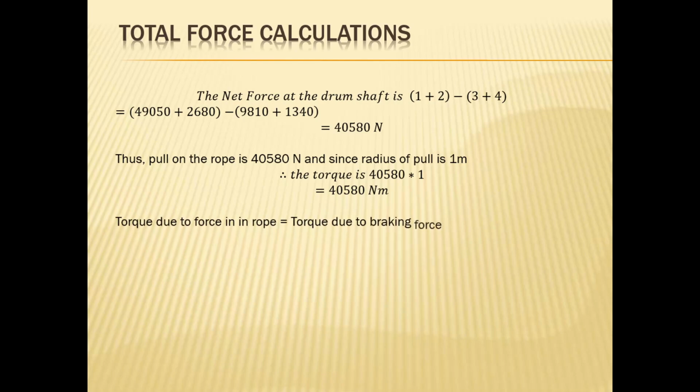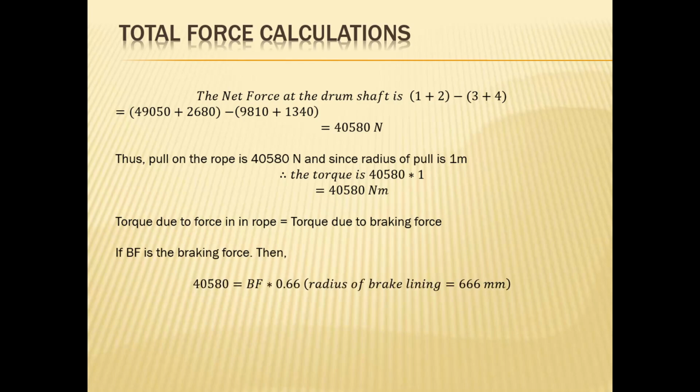Now we come to an interesting concept. Torque due to force in rope is equal to torque due to braking force. If we represent braking force by BF, then 40580 will be equal to braking force multiplied by 0.66. It is given to me in the numerical that radius of brake lining is 666 millimeters. So we calculate the braking force, and we get a numerical value of 61485 newtons.